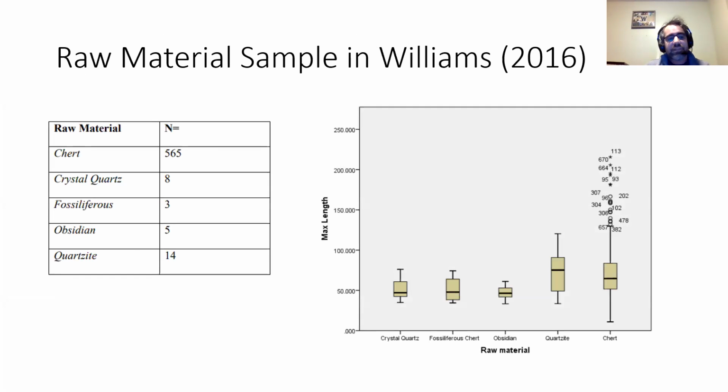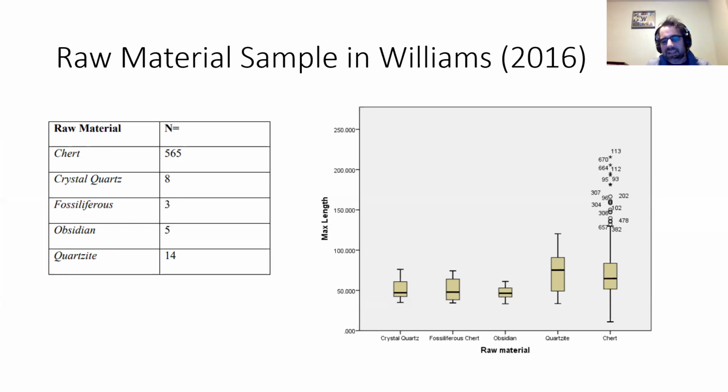So as I mentioned previously, most projectile points, Clovis points, are made of chert. And that's definitely true in my sample as well. I have 565 Clovis points that were made of chert. I found 8 Clovis points that were made of crystal quartz, 3 that were made of fossiliferous chert, 5 that were made of obsidian, and 14 that were made of what I call quartzite. They tend to call it something else in the upper Midwest.